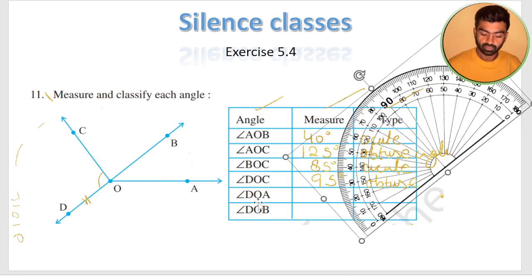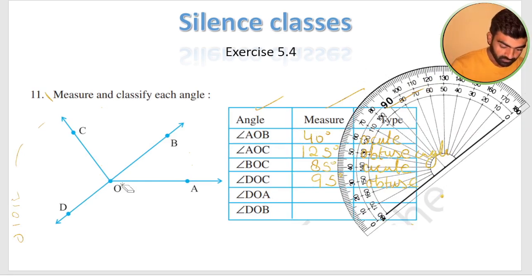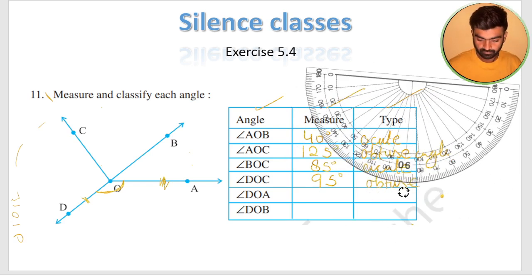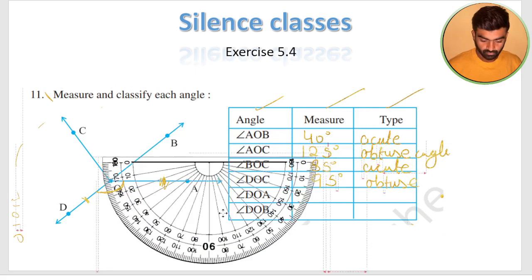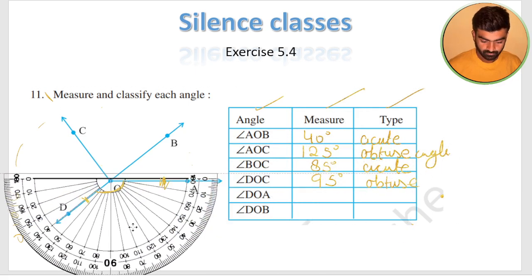Now we are talking about angle DONA. This means we are talking about this particular angle. We can take this one as the base, and this one also. Whichever we want we can take as base. So I'll take this as the base. I'll just rotate it and put it over here.